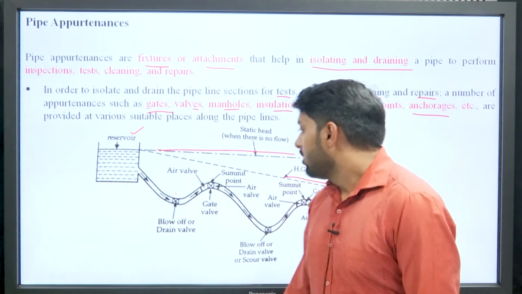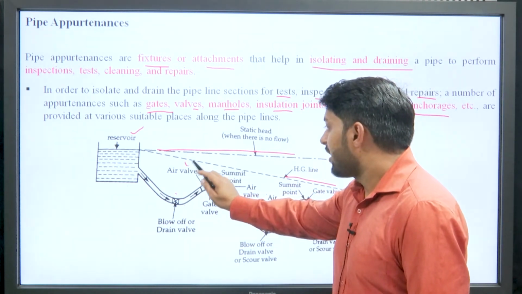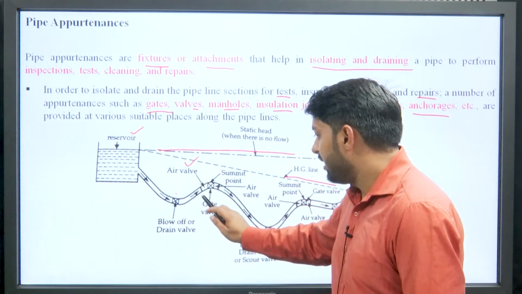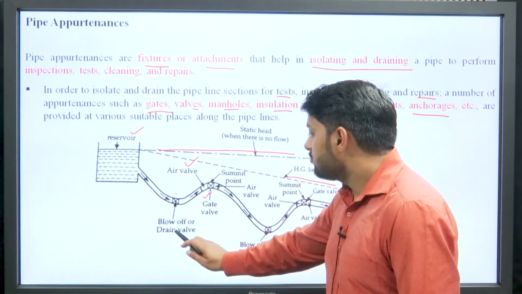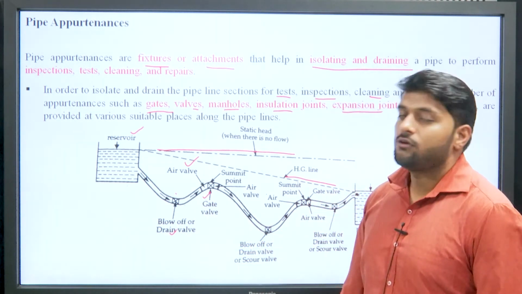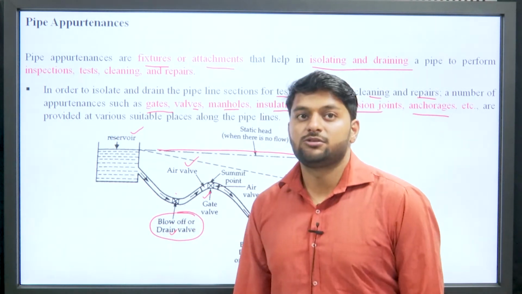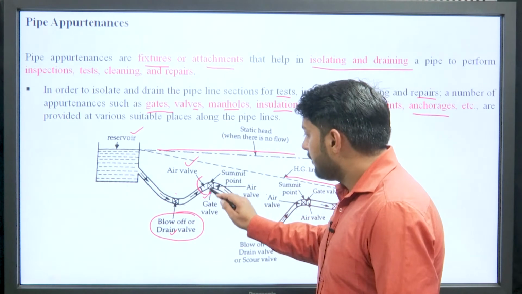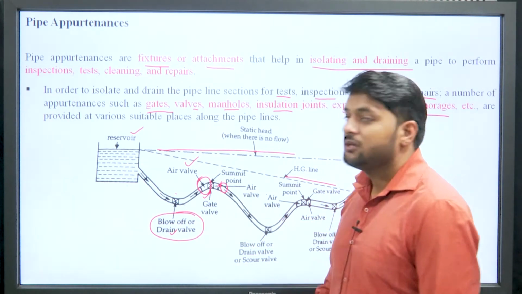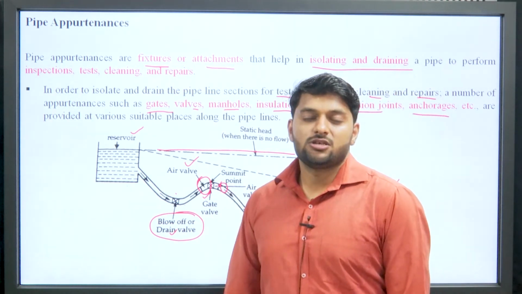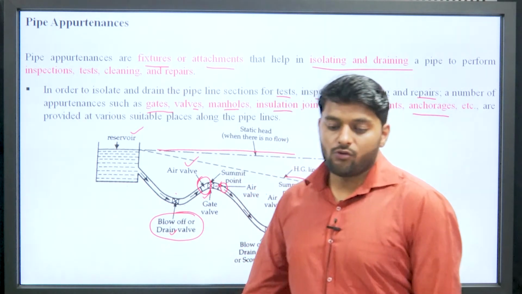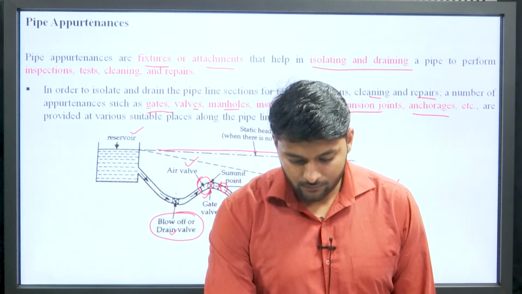At summit points we are going to provide air valves and gate valves, and at the bottommost point we are going to provide a blow off valve or drain valve. These drain valves are going to remove the water, and these are air valves which are going to either allow air to escape from the pipe, or allow air to move inside the pipe.